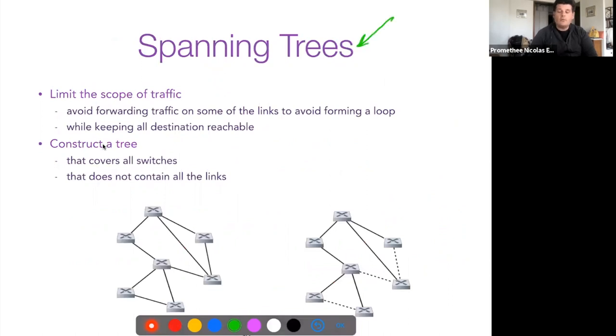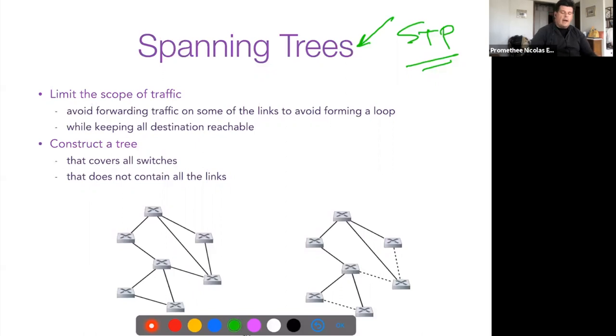Have you heard of the spanning trees and the STP protocol? That's super important. Why? Because as I said, switches may introduce cycles. If you have cycles, no TTL in your frame, and the fact that you still need to flood, there's no other way but to build a tree.